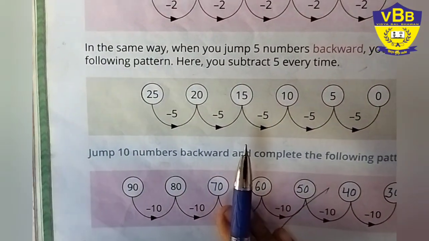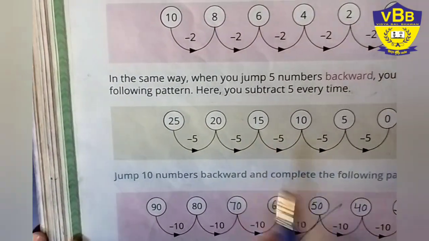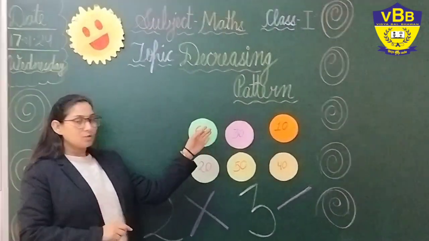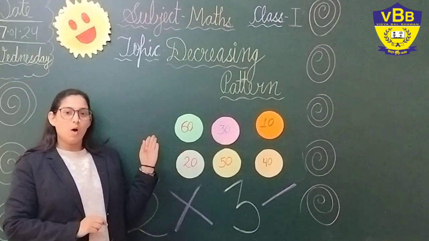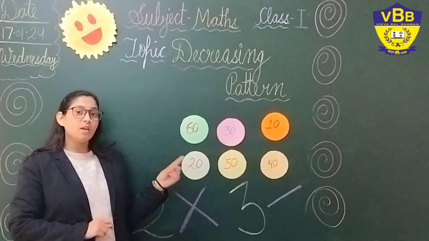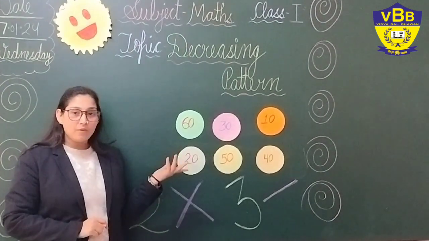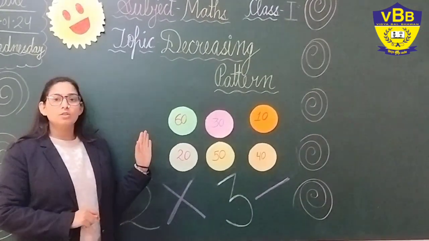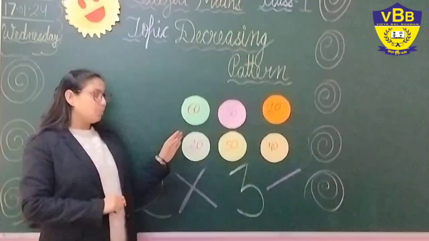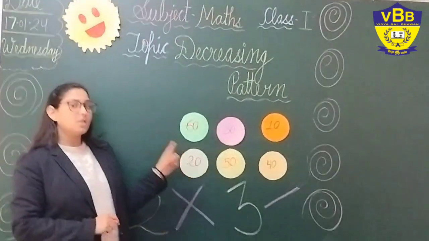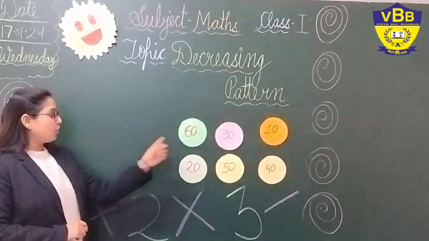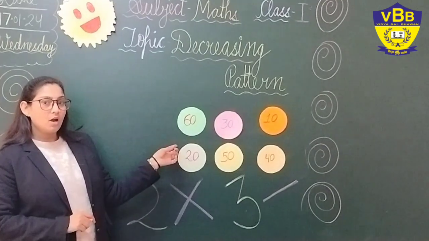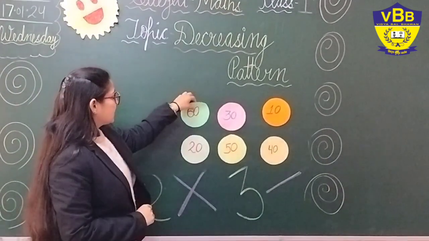To make your concept clear, I am going to do an activity on the board. Look at this. You can see some numbers on the board. We have to arrange these numbers in decreasing pattern. We have to place the biggest number in the first place. Can you find the biggest number in these numbers? Yes, it is 60.